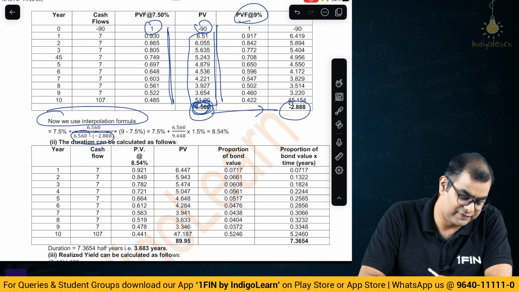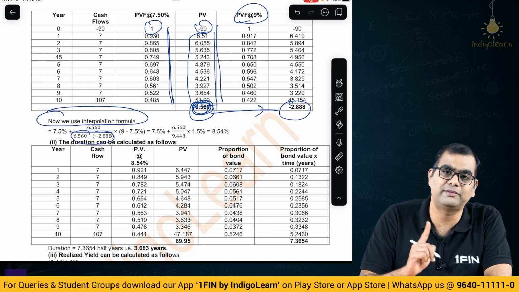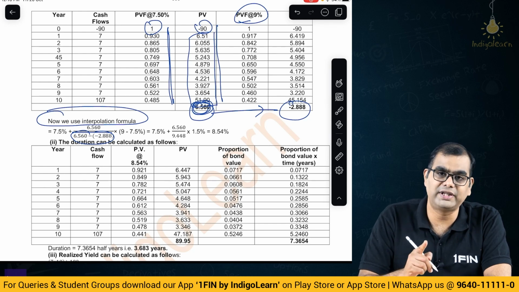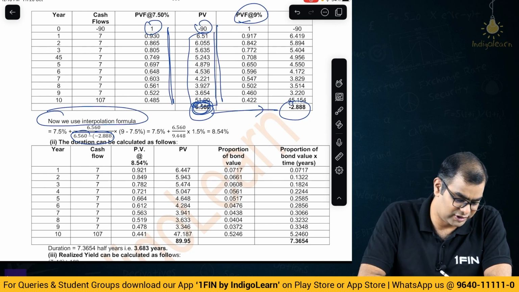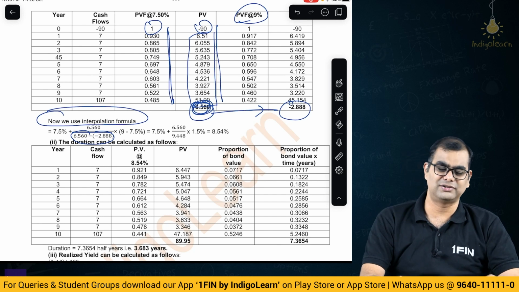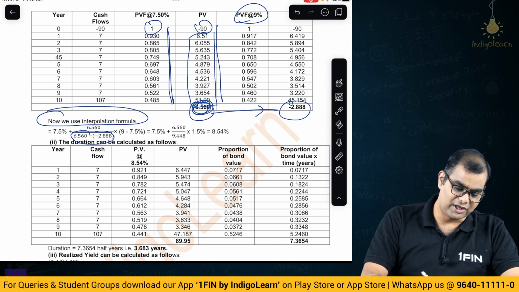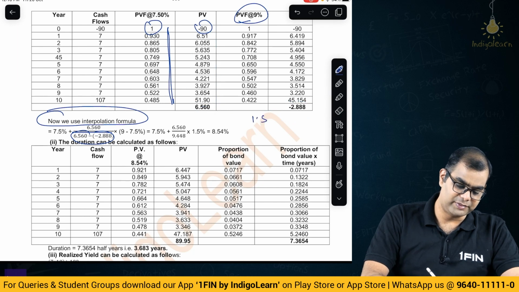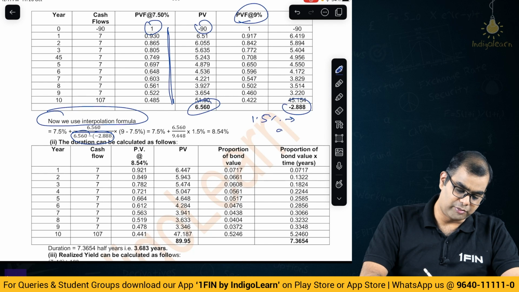So if you remember the formula, NPV of low rate minus NPV desired by NPV of low rate minus NPV of high rate, plus whole thing into high rate minus low rate plus the low rate. So when I say the formula, no, it looks very complex. Ignore all of this. The basic simple logic that you have to remember, which I typically use, is this. For a 1.5% change, the total change in this NPV is 9.448.